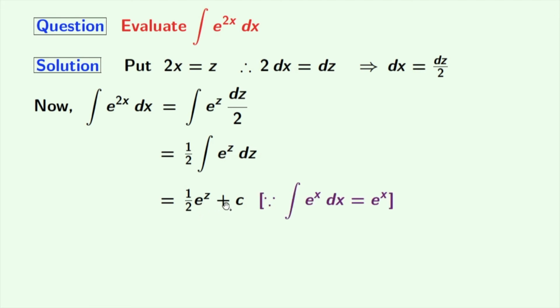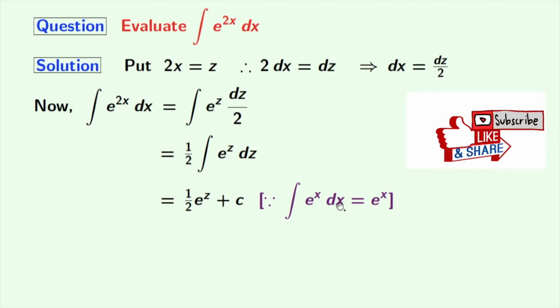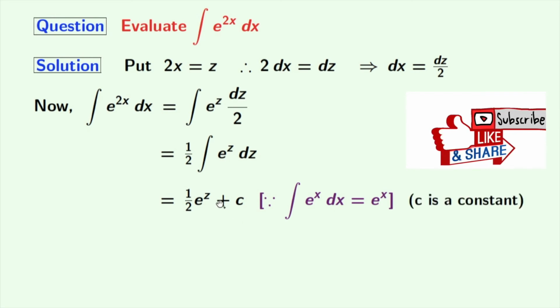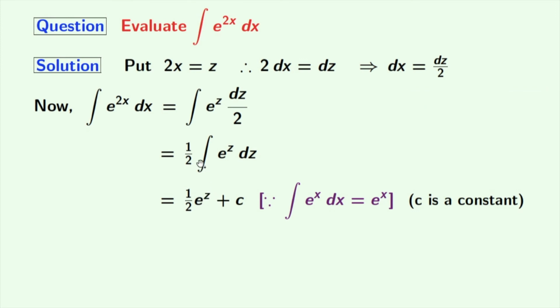As we know that integration of e power x is equal to e power x. Here c is an integral constant. Now we will put the value of z here, and doing that we get 1 by 2 times e power 2x plus c. And this is our final answer.